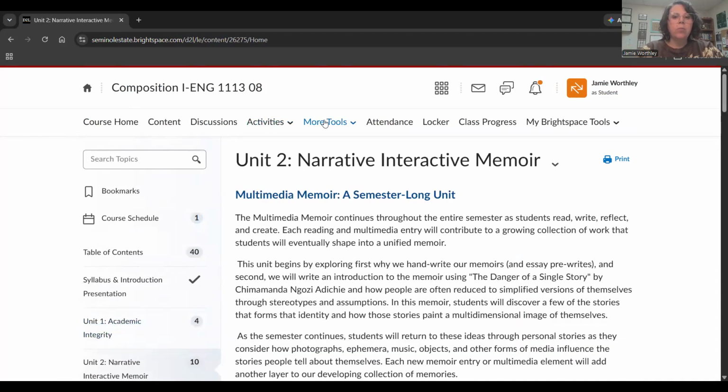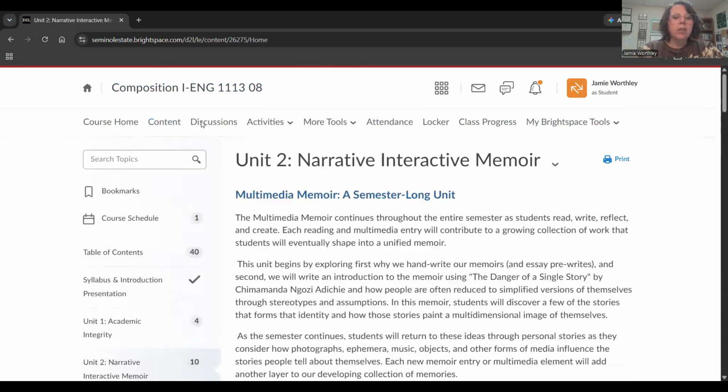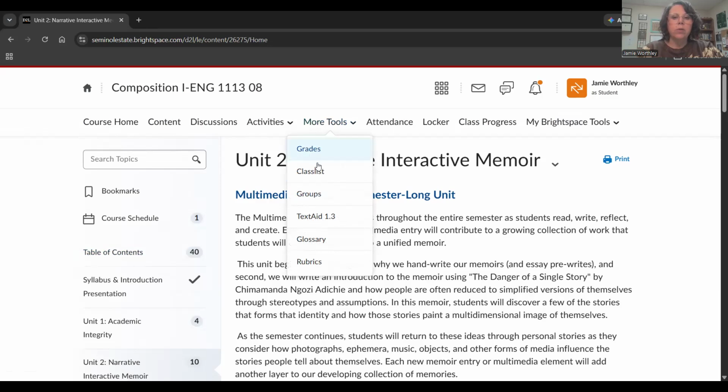And then we go to more tools and grades. I haven't uploaded the grade book just yet. I'll get all that done this week. But I got content, our discussion boards, our assignments, everything that we need really should just be in content, except for one, and I couldn't put the group. So more tools and groups when we get there. You'll need to find a group.